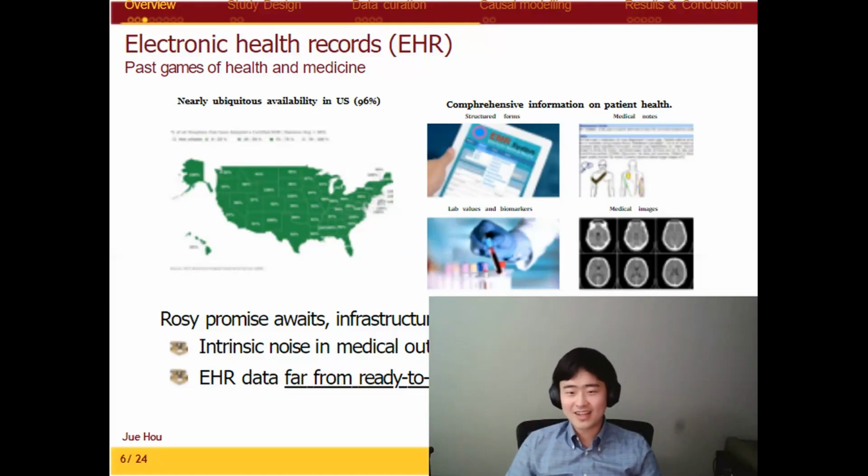However, from some insiders in industry, it seems there's limited profit, for example, for a big company like Google. The reason is that EHR data, healthcare data, are much more complicated than games like chess or Go, right? So we have intrinsic noise in medical outcomes. You don't really know win or loss instantly, right? And also EHR data itself is far from ready to go. And I'm going to explain a little bit more.